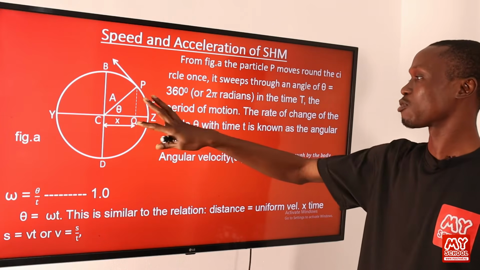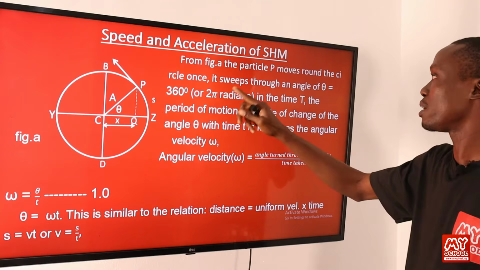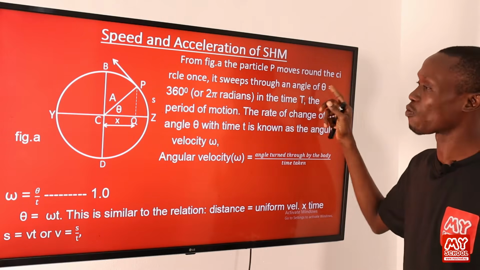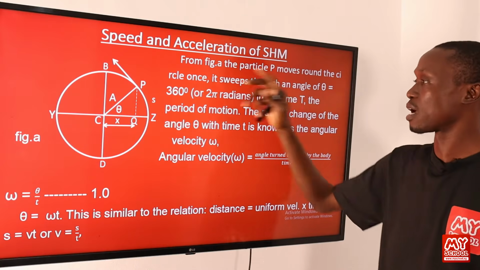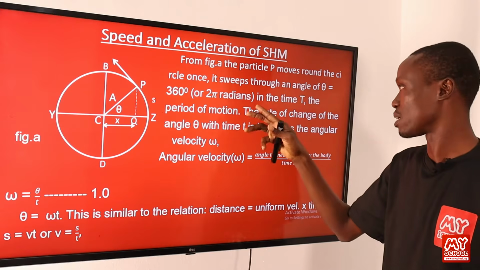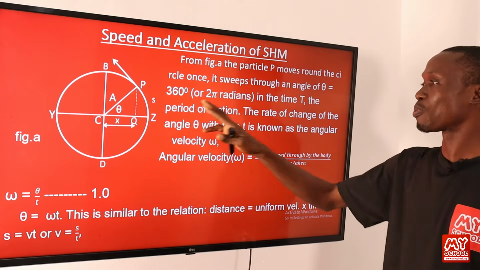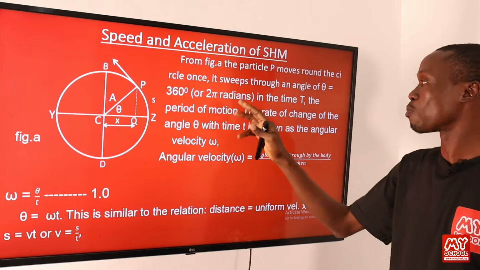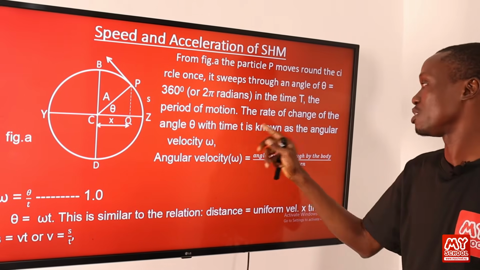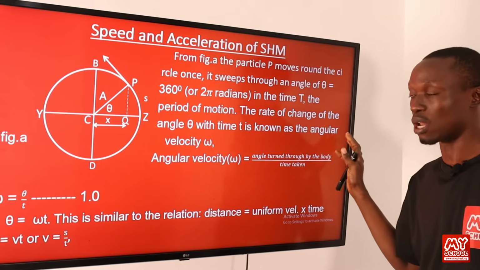From now on, this figure is labeled figure A. From figure A, when the particle P moves around the circle once, it sweeps through an angle theta, which is this theta, and theta is equal to 360 degrees or 2 pi radians in the time T, the period of the motion. The rate of change of the angle theta with time t is what is known as angular velocity.